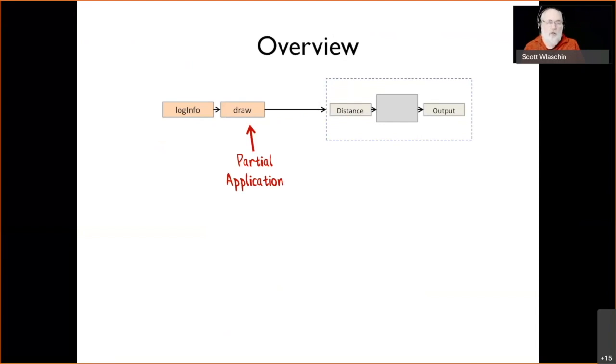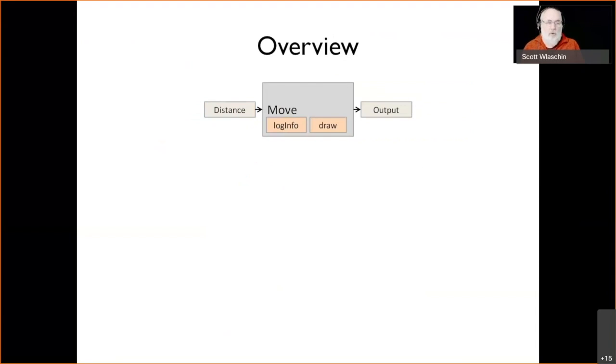So this is called partial application. You're passing in some of the parameters, but not all of them. So this 1-parameter function looks like this. The log info and the draw functions are sort of baked into it. And from the outside world, it just looks like a normal function. I can just call it by passing in the distance. I don't need to do anything special.